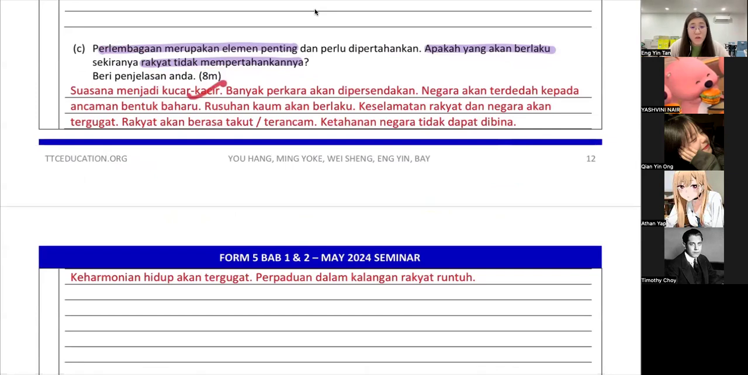Then you can tell me the country will be kucar-kacir, huru-hara, a lot of bad things will happen, lost control. You can say rusuhan will happen because no one follows the rules, everybody just ignores the law, tidak dipertahankan, and then we have new types of ancaman. Maybe people start to do gejala sosial negatif yang baharu in a new form, for example online. So citizens live in fear. Our safety is threatened. Our defenses are not strong enough, tidak dapat dibina. Keharmonian hidup tergugat. Citizens are not united as one.